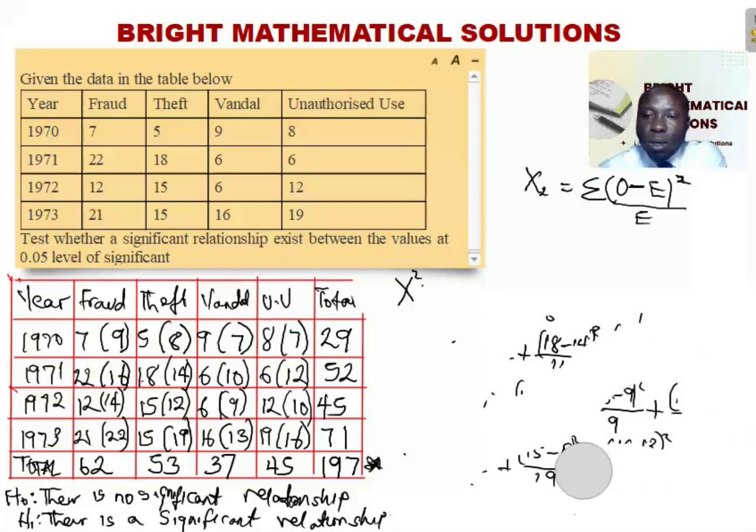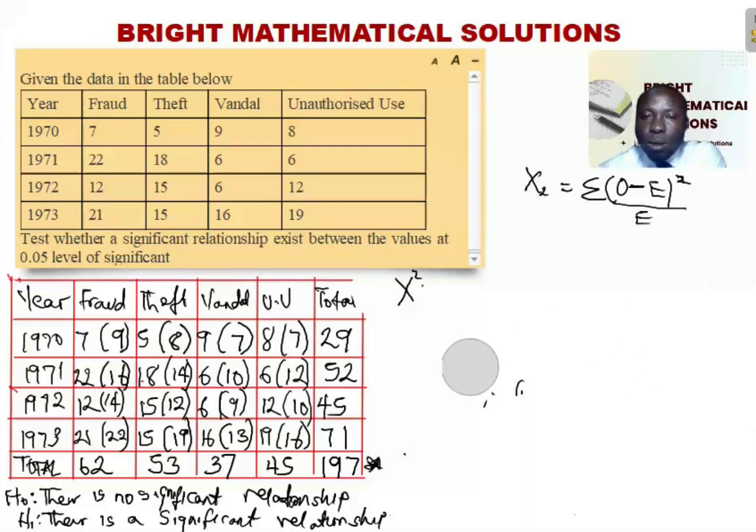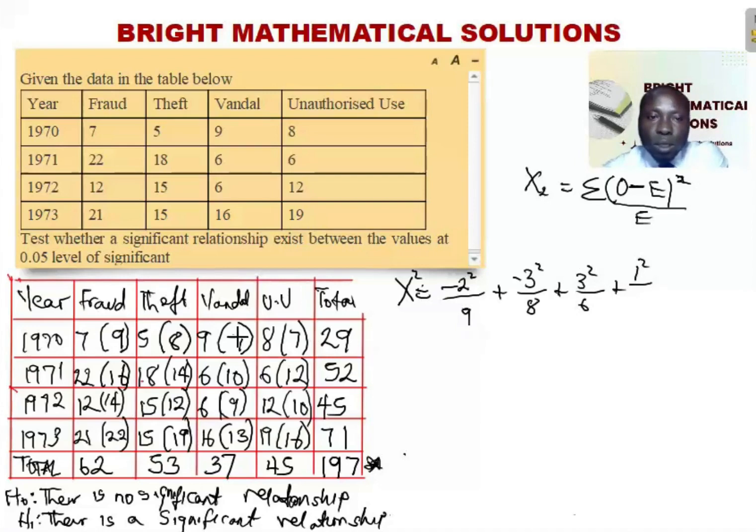So from here, let us take it further. This will now become minus 2 raised to power 2 divided by 9 plus minus 3 raised to power 2 divided by 8 plus 3 square raised to power 6 plus 1 square. Sorry, this is 6. This is 6.